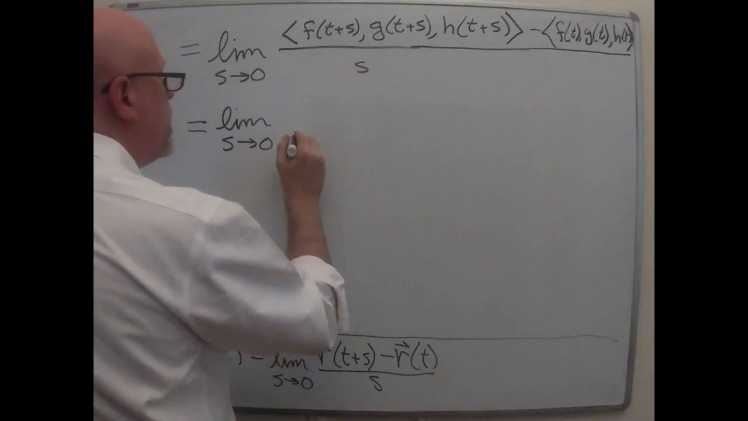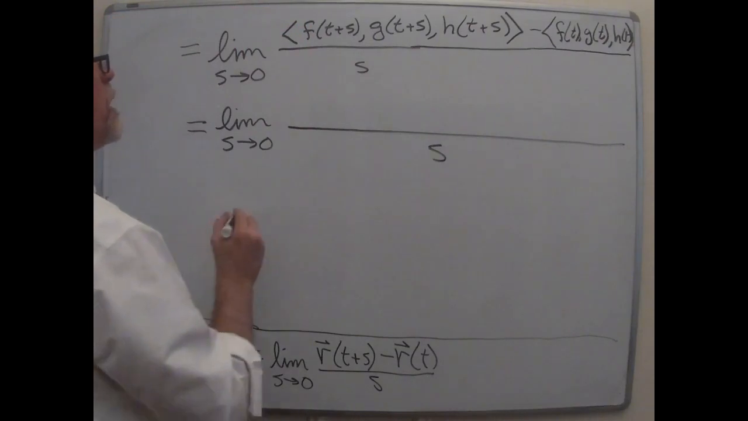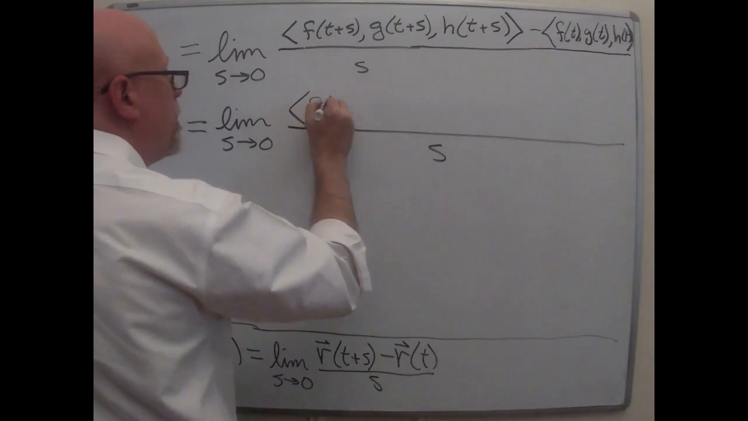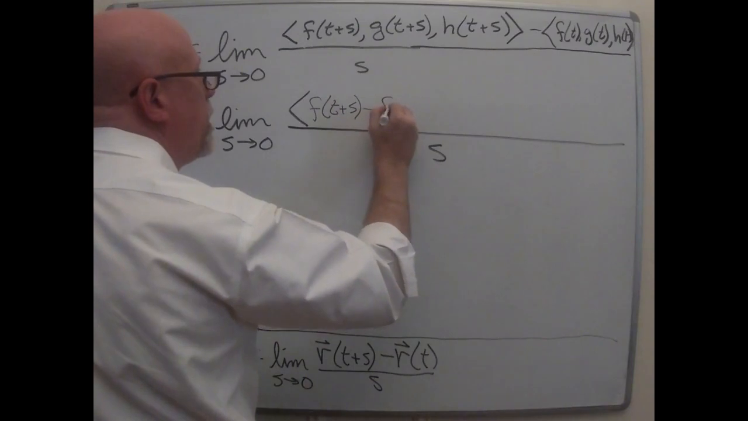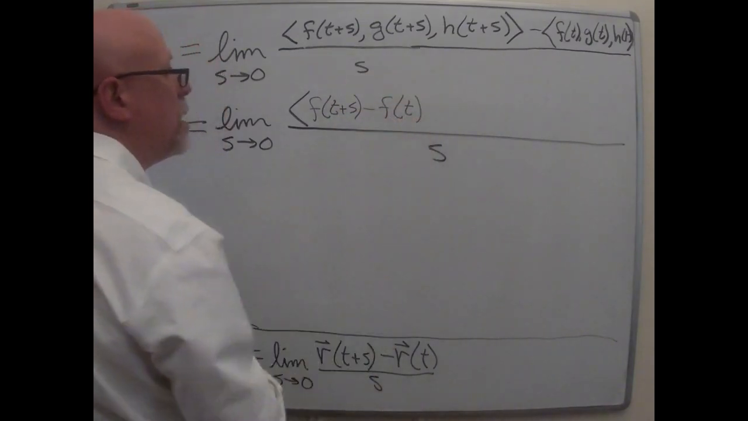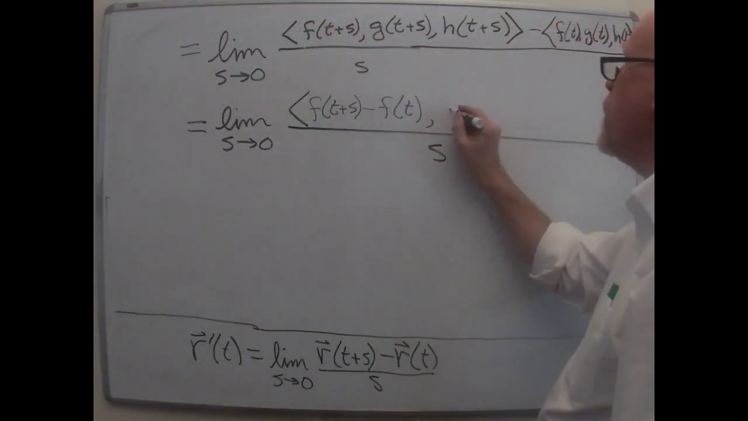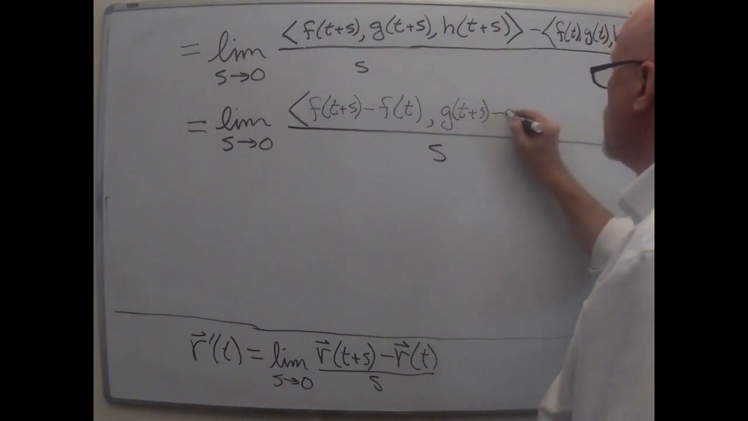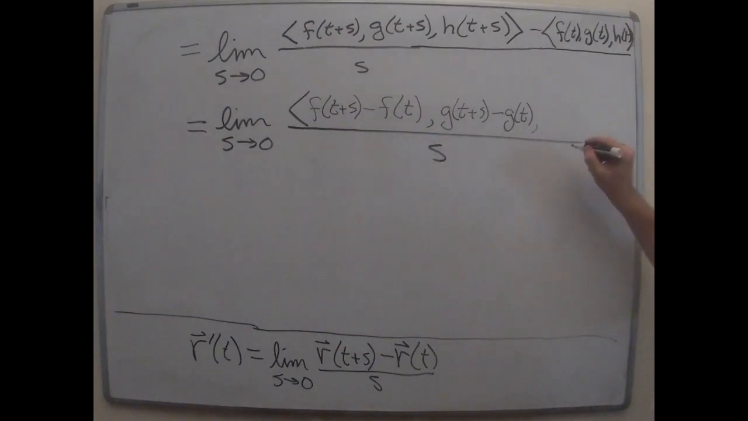And it looks like it's got an s in the bottom of this fraction. In the top, in the x coordinate, we'll have f at t plus s minus f at t. In the y coordinate, we'll have the same thing but with g's in it. g of t plus s minus g of t. And in the z coordinate, it's h of t plus s minus h of t.